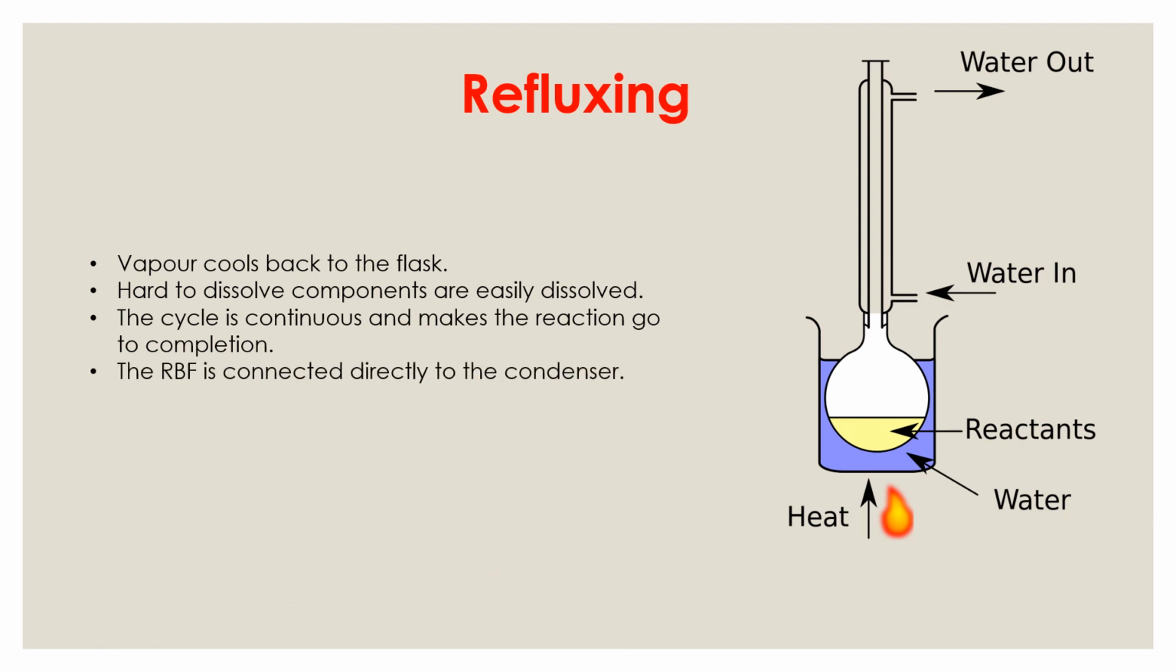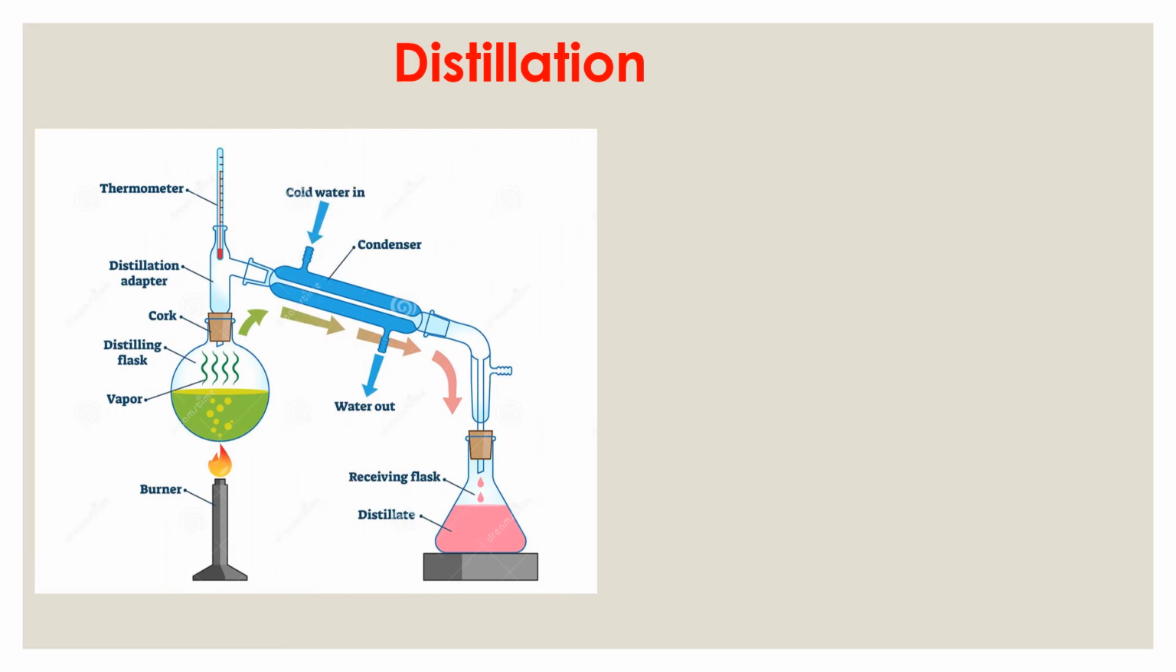So in a refluxing setup, the round bottom flask is directly connected to the condenser. Distillation is another technique which is quite often used in laboratories, which is used to separate solids which are soluble in a liquid. Or a fractional distillation is also another type of distillation which is used to separate soluble liquids from each other or miscible liquids from each other.